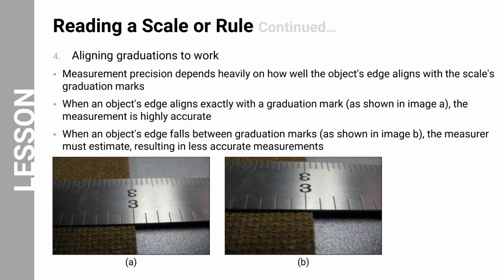Image A shows a rule in which the graduation is aligned with work, and B shows a rule in which the graduation is not aligned with work. Which measurement is more accurate? The correct answer is A.